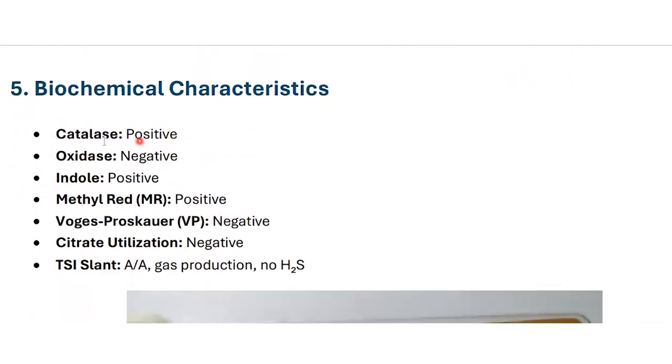Biochemical characteristics: catalase positive, because E. coli produces the catalase enzyme, and through biochemical reactions, we can detect the enzymes produced by the bacteria, in our case E. coli. So it is catalase positive. Oxidase negative, indole positive, methyl red MR positive, Voges-Proskauer VP negative, citrate utilization negative.